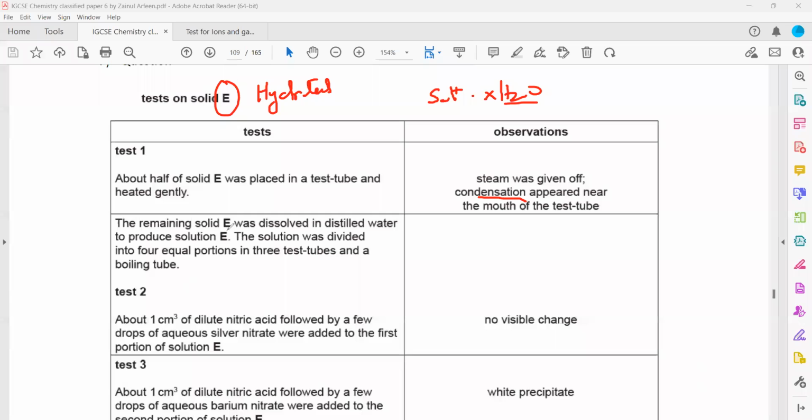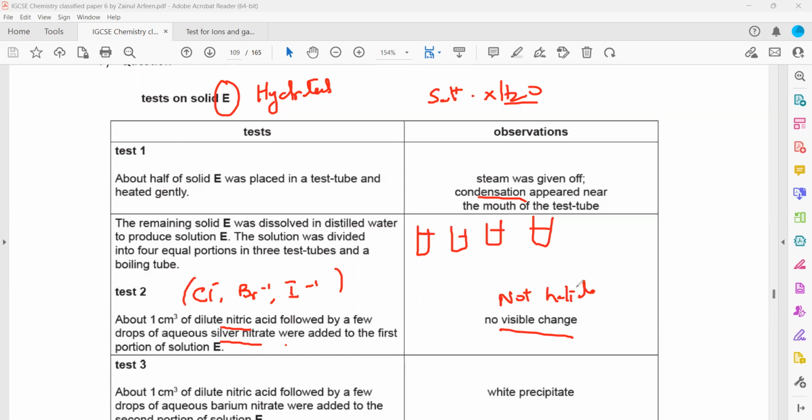The second one: the remainder of solid E was dissolved in distilled water and the solution was divided into 4 test tubes. So we dissolved this and we have 4 samples in 4 different test tubes. About 1 cm³ of nitric acid followed by silver nitrate. What is this test for? It is a test for halide ions: chloride, bromide, and iodide. If there is no visible change, it means there is no halide in solid E.